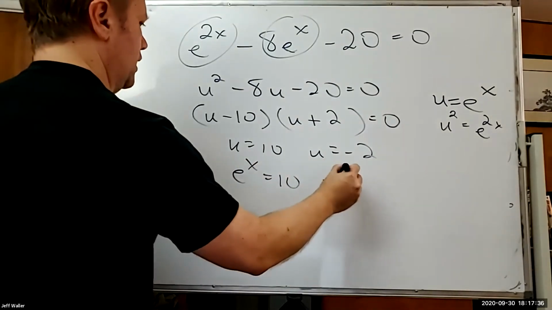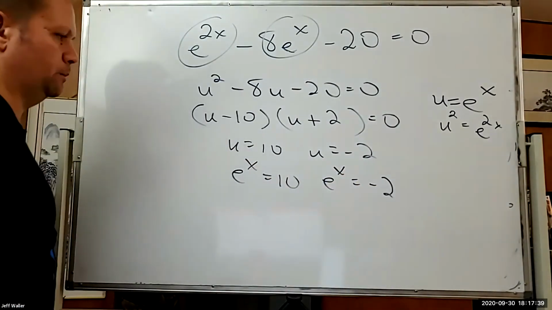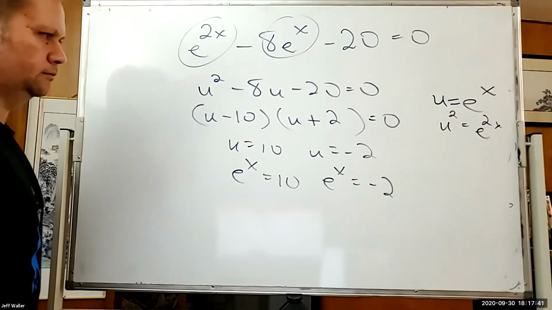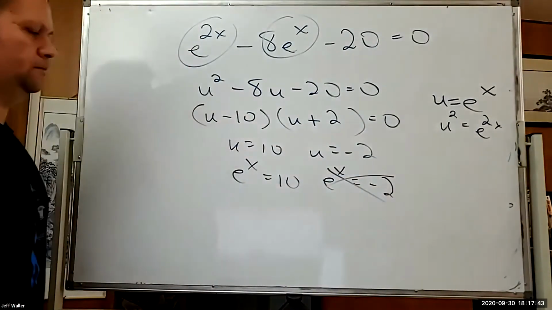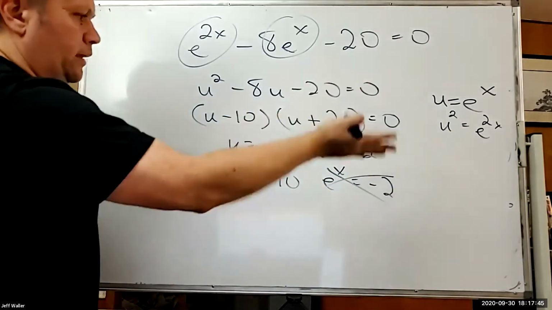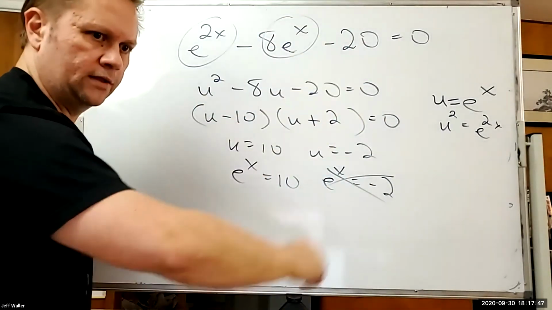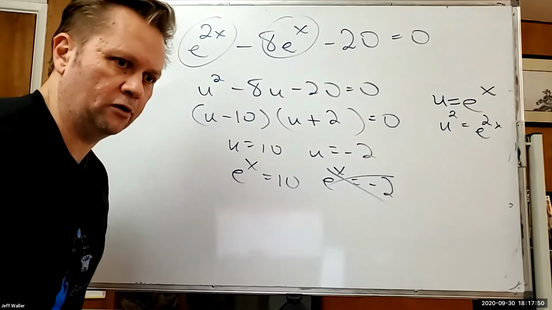Which one of these can I tell is not going to have an answer? I don't have to mess with it. -2 can't be an answer. No answer comes from that, because e to the x is completely above. It doesn't cross, it can't be negative. That's a quick way to say what I'm saying.